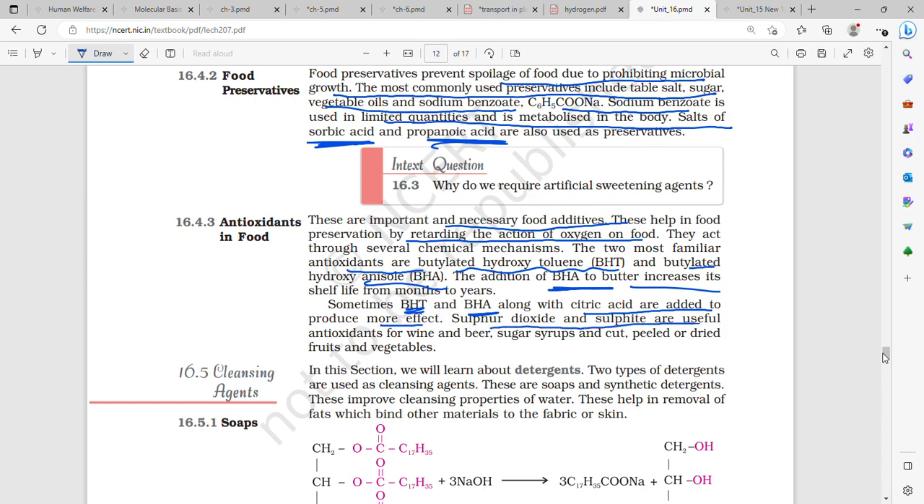Sulfur dioxide and sulfite are useful antioxidants for wine and beer, sugar syrup, and cut, peeled, or dried fruits and vegetables.